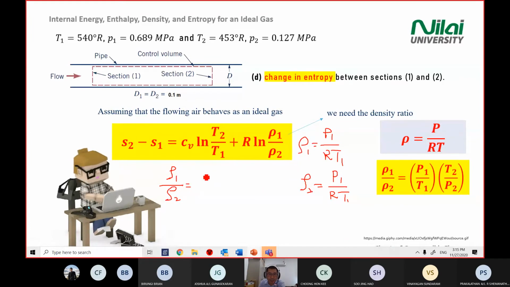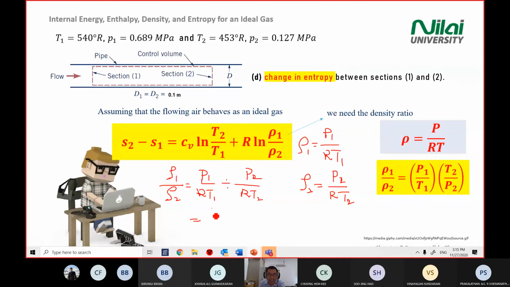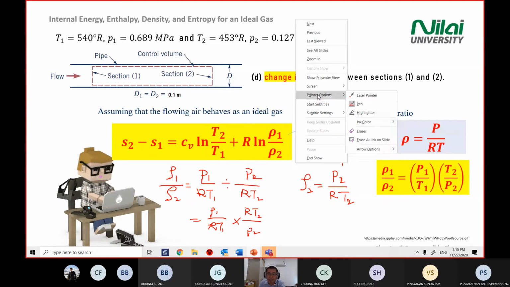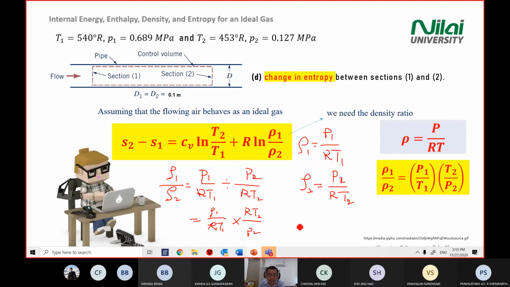Okay, so I'm going to do the mathematics for you. P1 divided by RT1, this is the first one. Divided by P2 RT2. Oh, sorry, this is 2. So mathematics, how you convert this one into multiplication? P1 over RT1 times, you reverse these two, RT2 over P2. No need, I'll just go straight away.